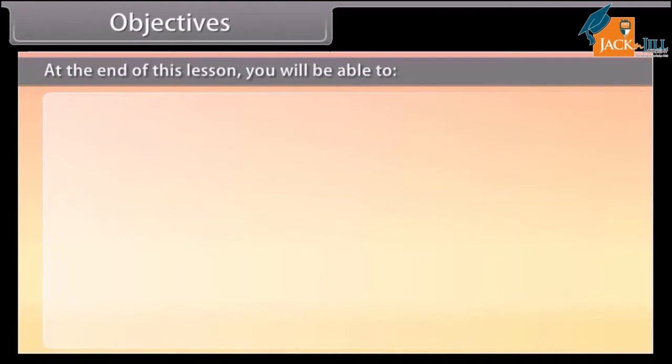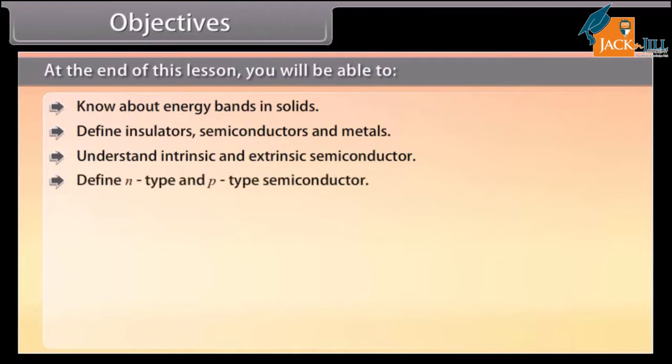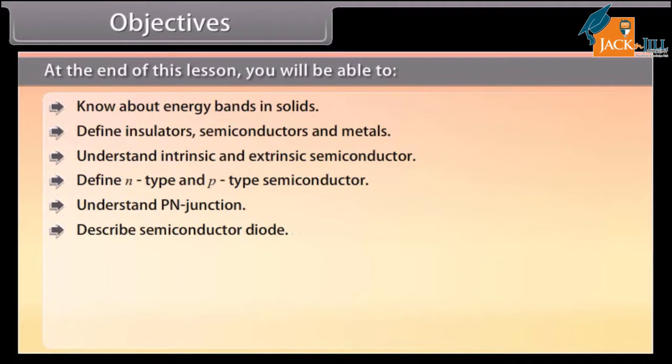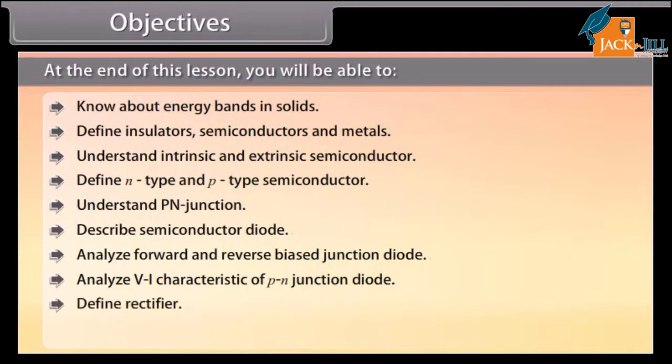Objectives. At the end of this lesson, you will be able to know about energy bands in solids, define insulators, semiconductors and metals, understand intrinsic and extrinsic semiconductors, define N-type and P-type semiconductors, understand the P-N junction, describe the semiconductor diode, analyze forward and reverse biased junction diodes, analyze the VI characteristic of the PN junction diode, define rectifier, and explain the Zener diode.